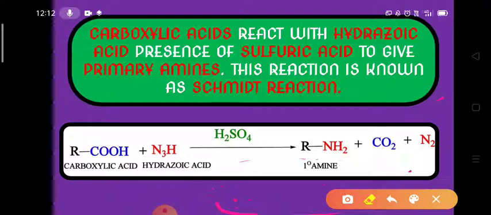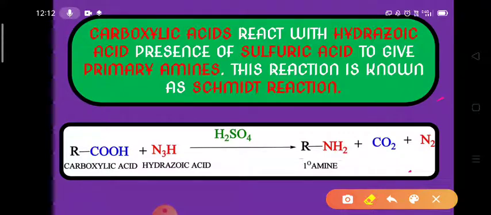Here we have to remember one thing, that the three acids, carboxylic acid, hydrazoic acid and sulfuric acid, give one base, that is the primary amine. So that is the speciality of this Schmidt reaction. Here we have to remember.